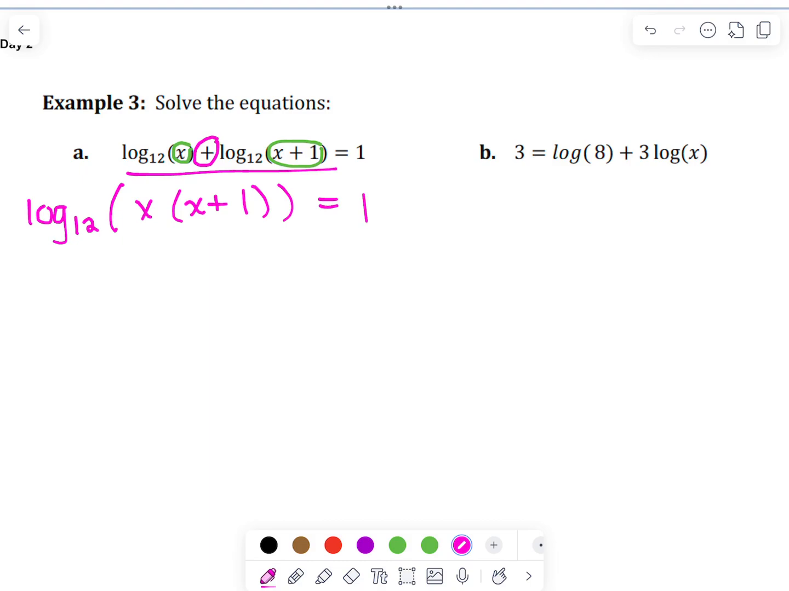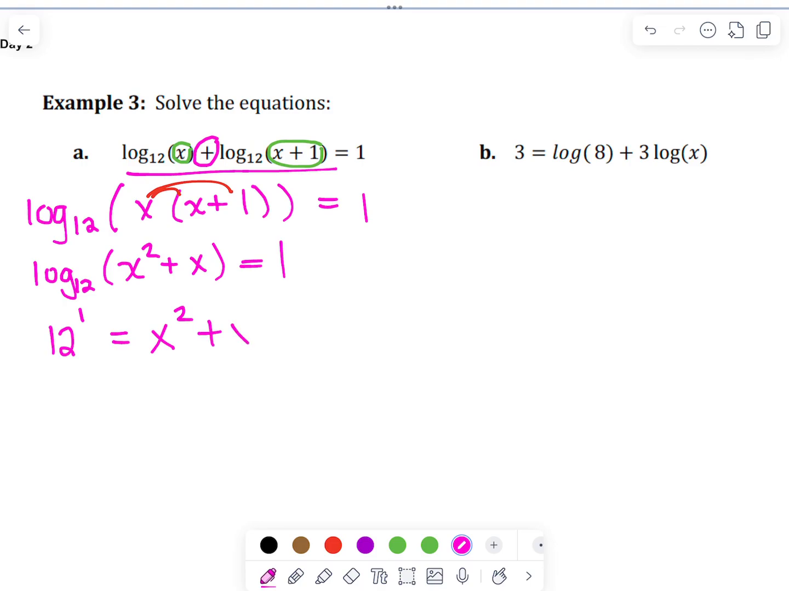Equals 1. Then we're going to go ahead and distribute our x. So it's log base 12 of x squared plus x. So now we have a single logarithm. After that, we're going to change it to an exponential. So our base is 12, our power is 1, equals x squared plus x.